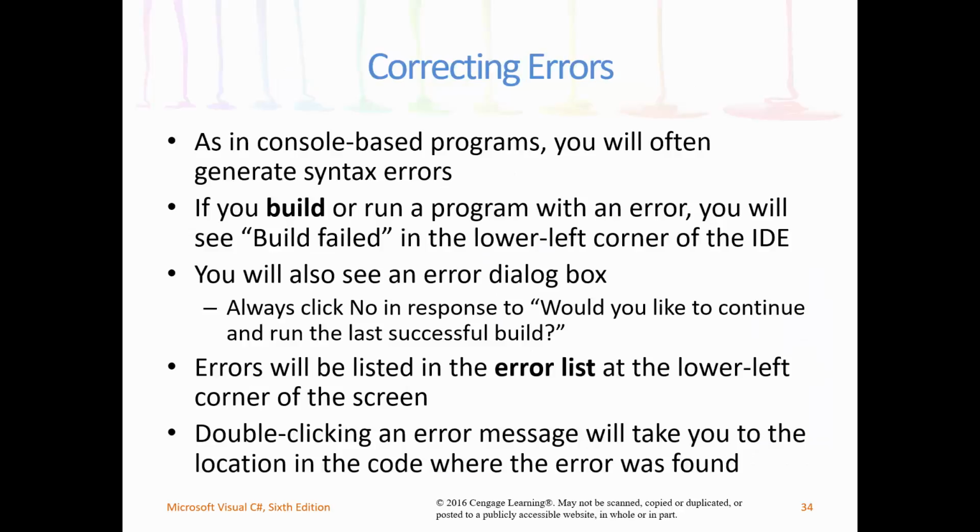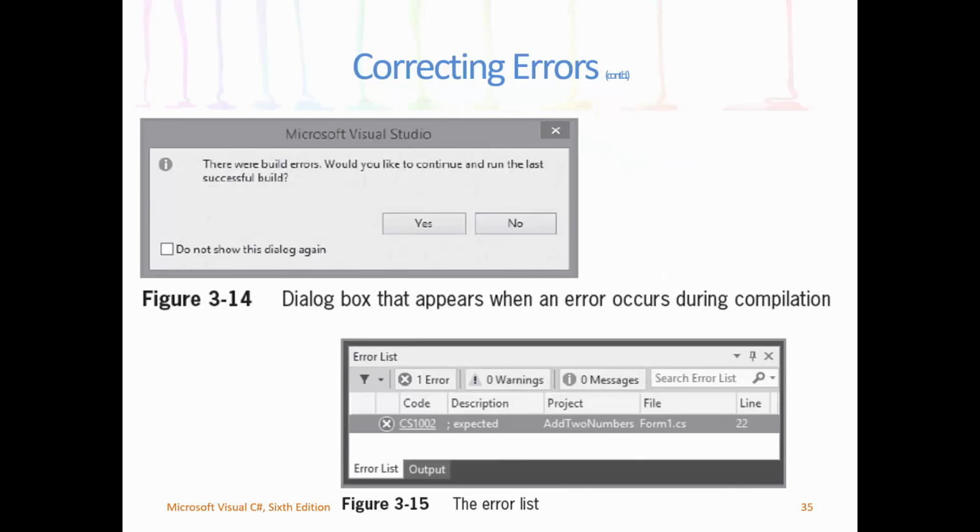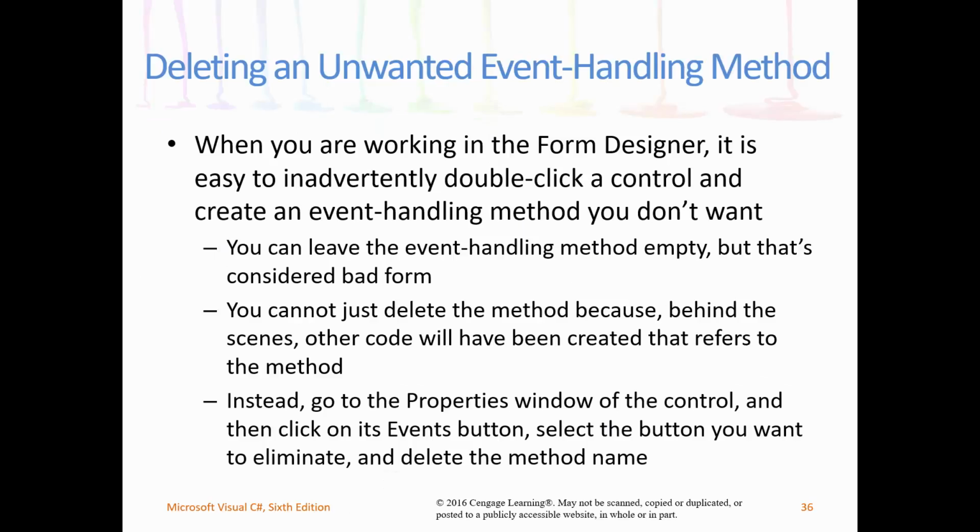All right, correcting errors. You already saw an error that I put in there and how to fix it. Again, when you get this message, I always say no. It makes no sense to go back and have it say yes. Typically, in your error window, it'll show a message. The message will usually do a pretty good job of explaining to you what the problem is.